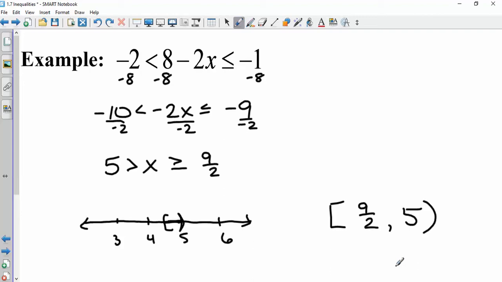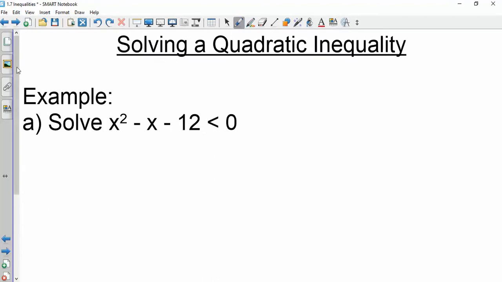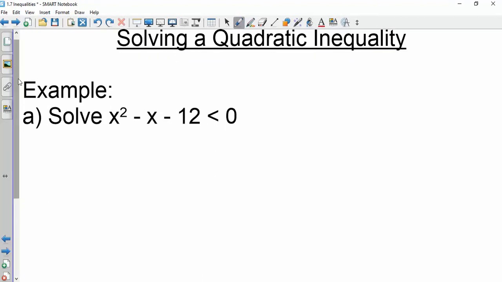So the next bit, I want to look at a quadratic inequality. We're going to talk about a couple different ways of solving these. If you don't have a graphing calculator, you need to grab one. Okay. So this is a quadratic inequality.